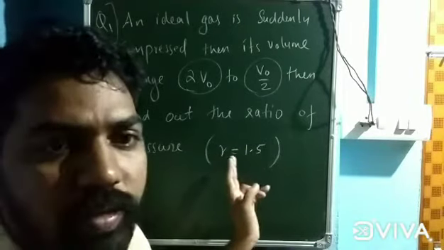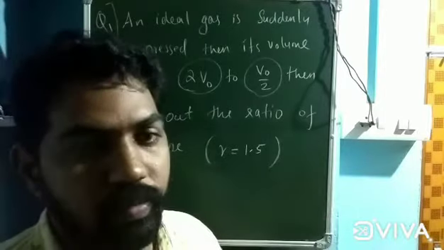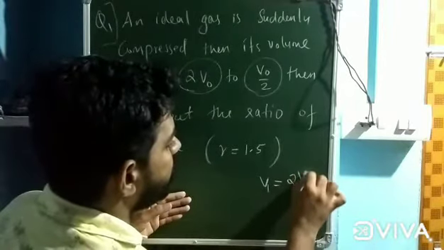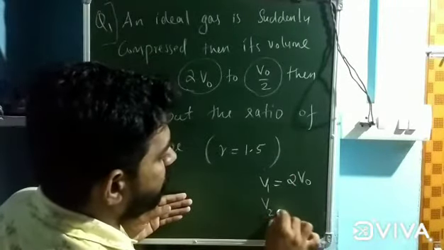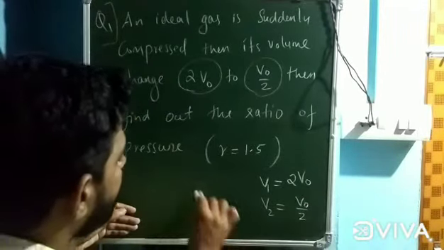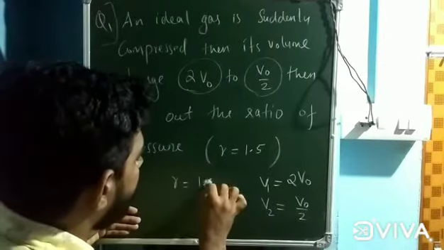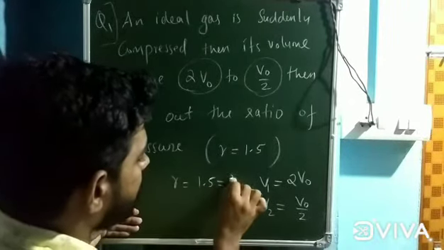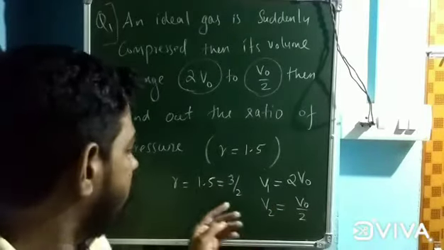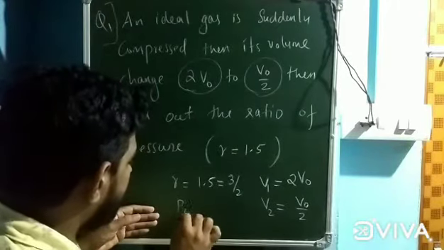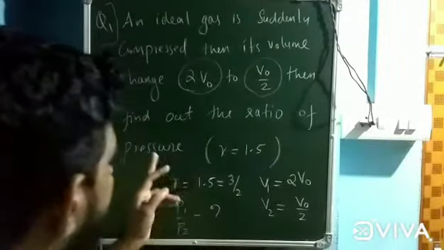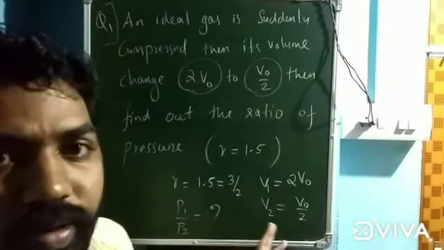Ratio of pressure we are going to find. The gamma factor, compressibility factor, gamma equal to 1.5, they have given. So we know this equation: the initial volume V1 is equal to 2V0, and the final volume V2 is equal to V0 by 2, that's given. And one more thing they have given, gamma is equal to 1.5. Instead of 1.5 I am taking 3 by 2, I think that is better. 1.5 is equal to 3 by 2. And we are going to find P1 by P2, the ratio of pressure.